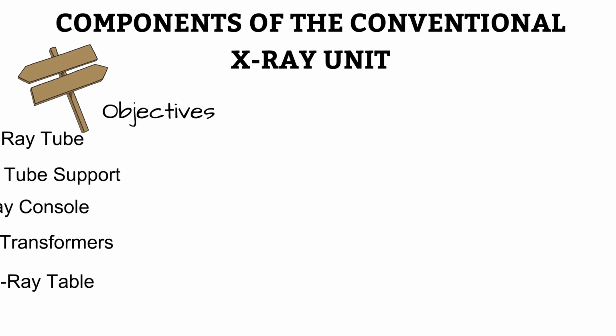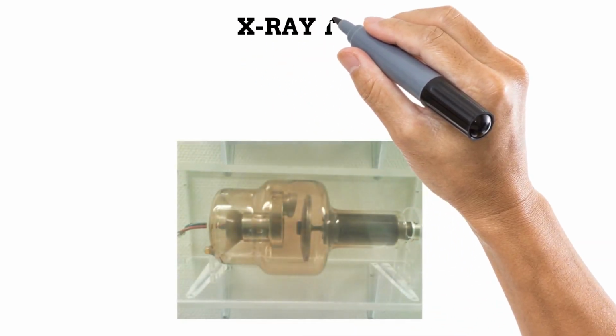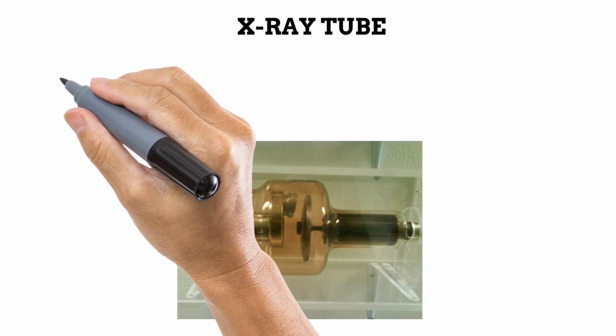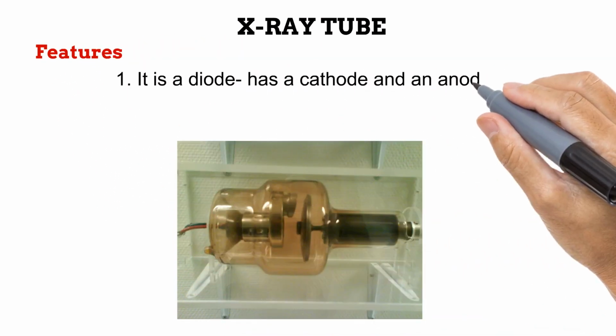In this video, we'll be looking at the components of the conventional X-ray unit. We'll be looking at the X-ray tube briefly, the tube support, the console, the X-ray transformer and the X-ray table. In the fourth video of this series, we extensively discuss the components of the X-ray tube. For now, let us look at some basic features of the tube.